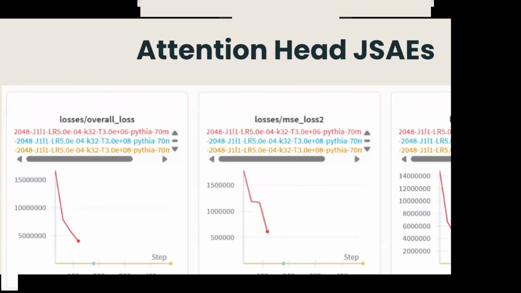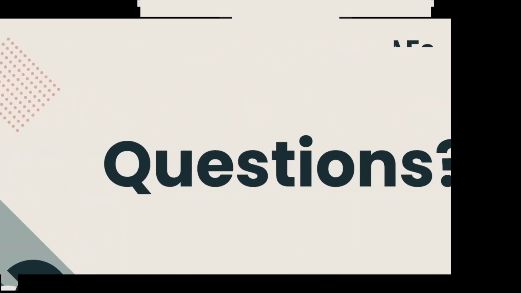All right, so we haven't yet managed to extract and compare the interpretable features from attention heads, but you can see here that we did manage to begin the training and start to get results for decreasing the overall JSAE loss. And yeah, we'll now open up the floor to questions.